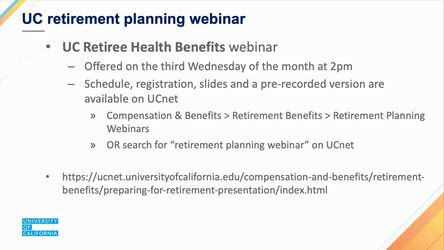The schedule, registration, slides, and even a pre-recorded version are available on UCNet. From the UCNet website, if you click on the compensation and benefits tab, then look at the retirement benefits and go to retirement planning webinars, or just type retirement planning webinars in the search bar on UCNet, that'll bring up the page where you can view that information. And again, it complements this class. So in addition to preparing for retirement, the Retiree Health Benefits webinar will provide additional information about retiree health benefits that can be extended to both you as well as your eligible family members as a retiree.